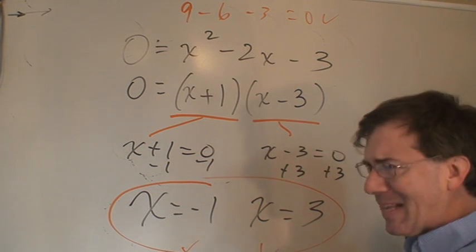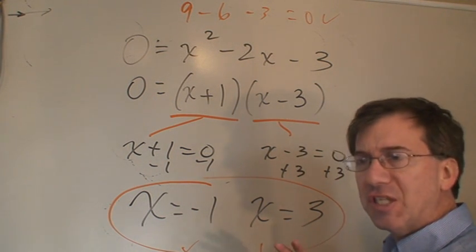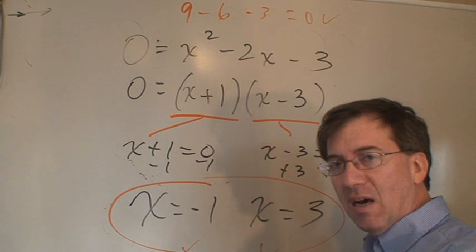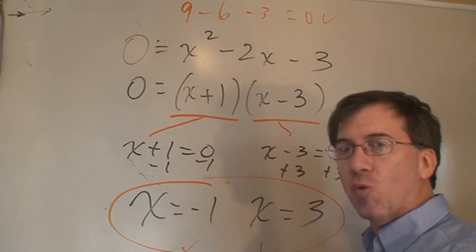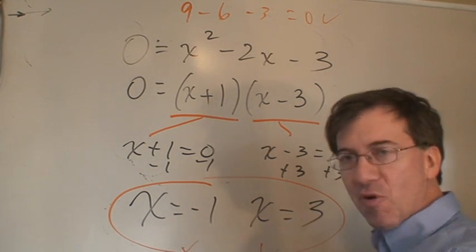Remember now, the key to this problem was first getting that radical sign on a side by itself and then squaring each side. And then I came on down and factored it.